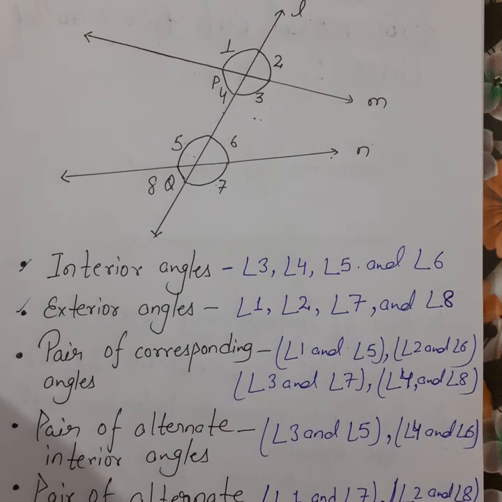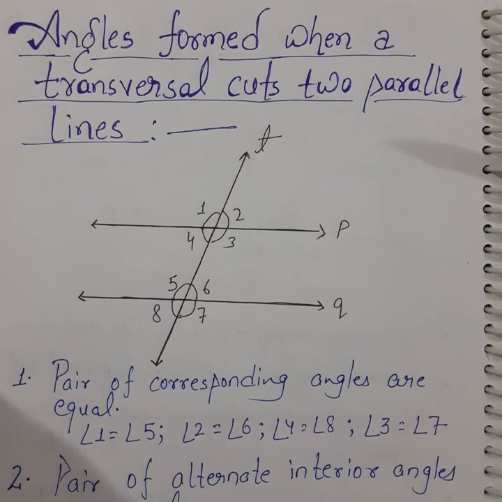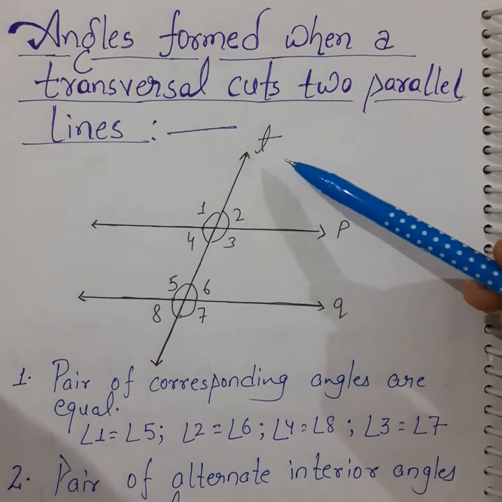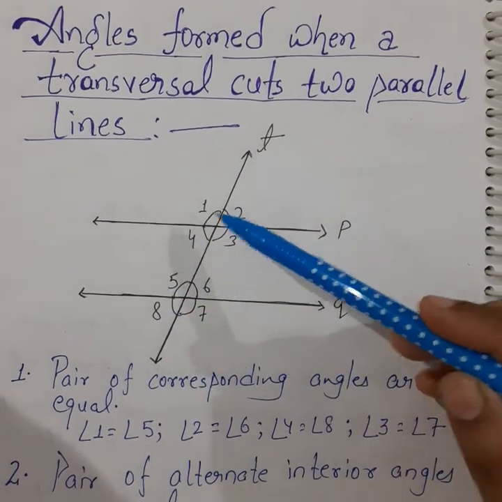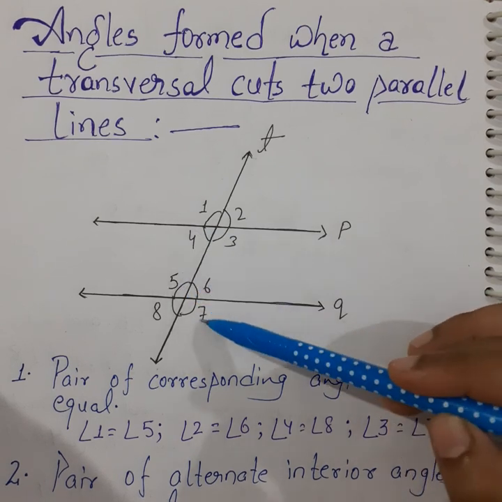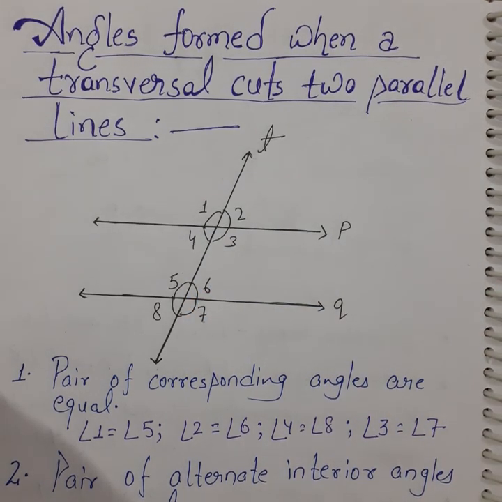Now students, we discuss what is the relationship between these angles when a transversal cuts a pair of parallel lines. Okay. So now we see the angles formed when a transversal cuts two parallel lines. Again we see here the transversal T cuts parallel lines P and Q and total 8 angles are formed: 1, 2, 3, 4, 5, 6, 7 and 8. Now first we see the pair of corresponding angles. What is the relationship between the pair of corresponding angles?